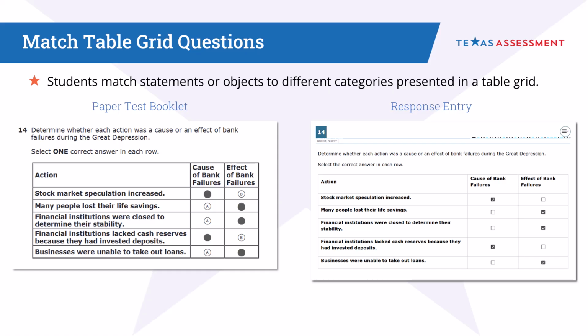For match table grid questions, students match statements or objects to different categories presented in a table grid. In this example, students indicate their answers by marking a bubble in each row of the table. In RE, select the corresponding boxes in the table. If a student marked more than one answer for a specific part, leave that part blank in RE.